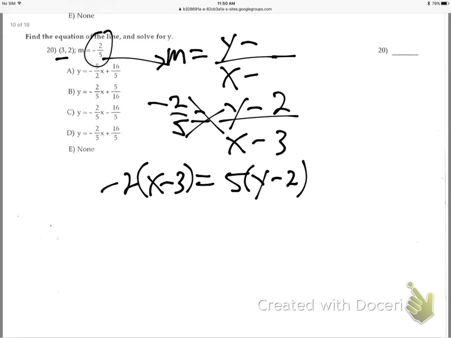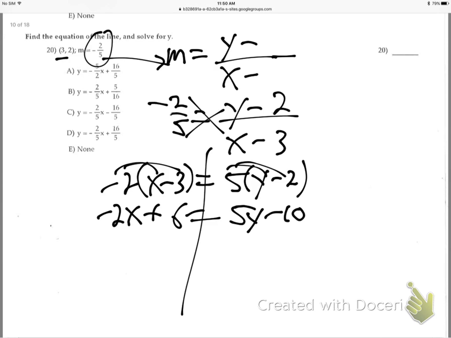Now you just distribute everything and see how you've got to get y alone. See all the answers have y alone? So it's nice having multiple choice. You don't have to remember, you just look, they want y alone. So multiply it all out and get y alone there. Boom and a boom. Minus 2x plus 6. Boom and a boom. 5y minus 10.